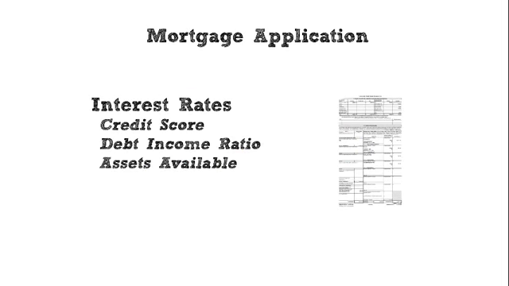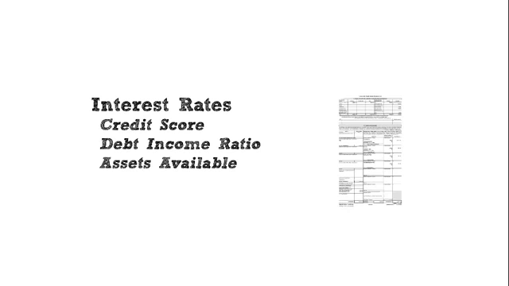The principal and interest payment is based on the interest rate stated, which is an estimate. We will not know what your qualifying interest rate is until we have received the mortgage commitment, which is further along in the process of the loan. Interest rates are determined by such things as credit score, debt-to-income ratio, assets available, etc.